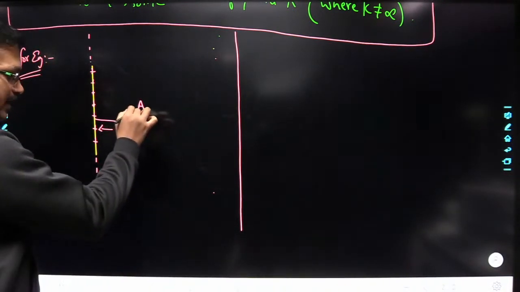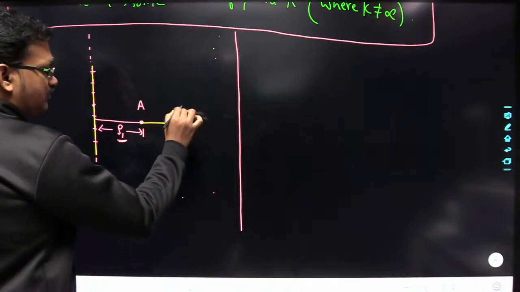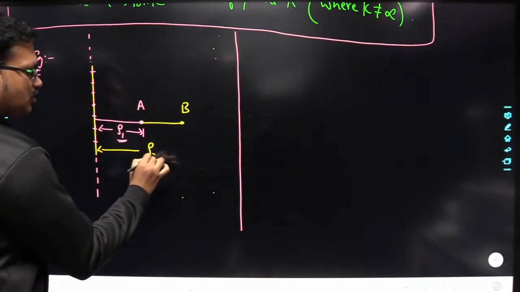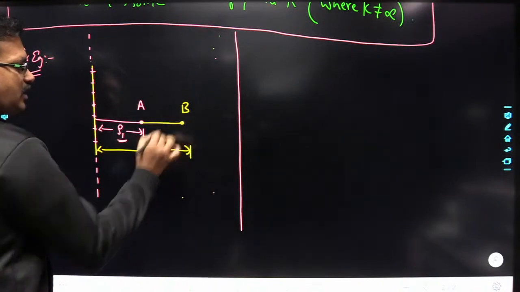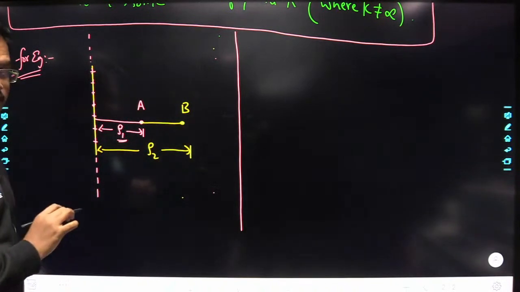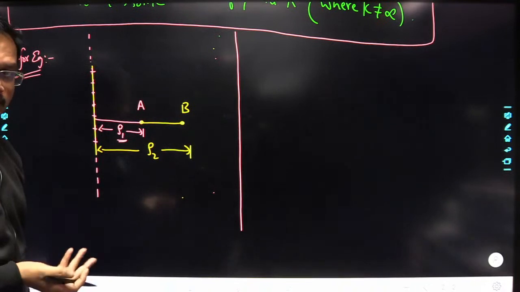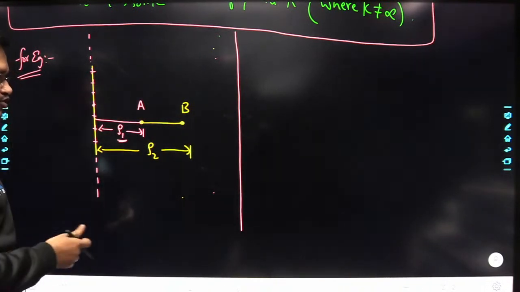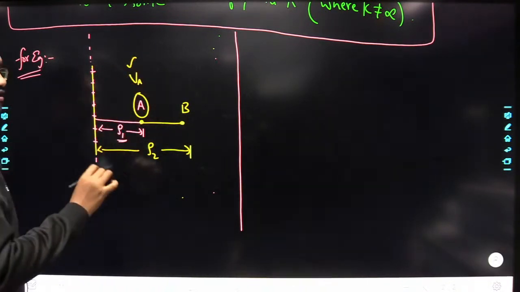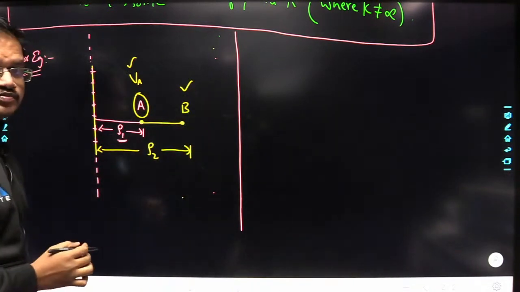So the potential at A, I say, with respect to B. Understood? B is at a distance rho 2. Let us say B I am considering as the reference point. Now I can determine the potential at B with respect to A, or the potential at A with respect to B. Suppose I want to determine the potential at A, I can do that by taking the reference point as B.